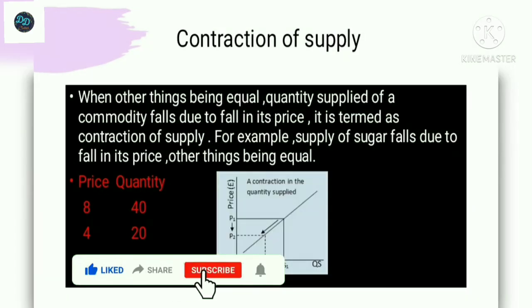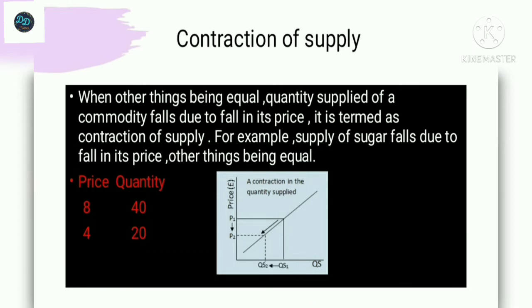The next one is contraction of supply. When, other things being equal, the quantity supplied of a commodity falls due to a fall in its price, that is termed a contraction of supply. In extension of supply, the supply rises due to a rise in its price. Here, the supply of the commodity falls due to a fall in its price. It is termed a contraction of supply.